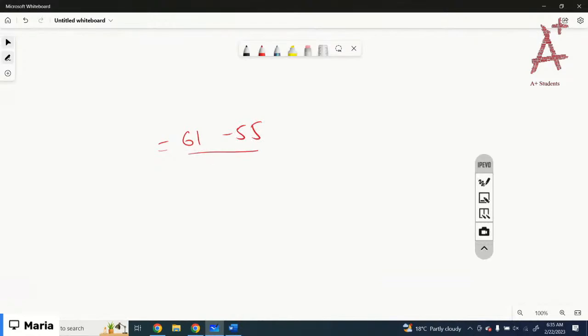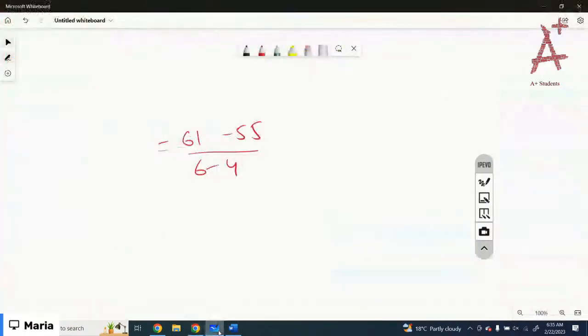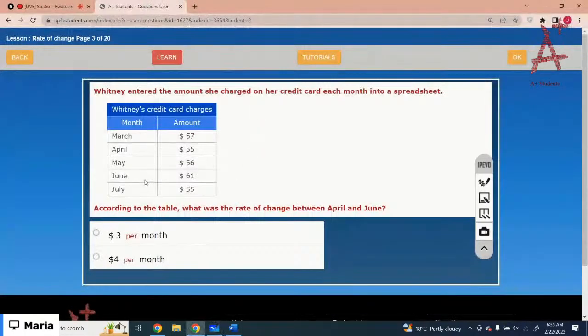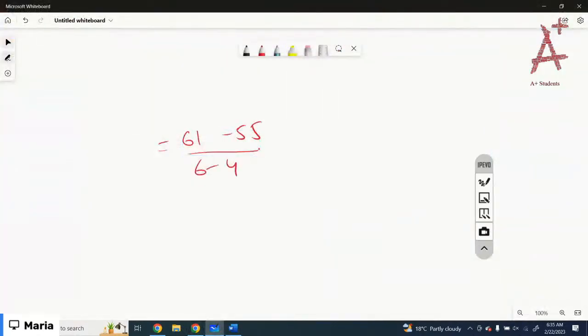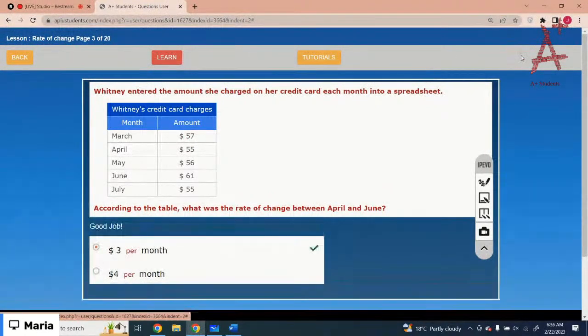So it would be 61 minus 55 over 6 minus 4. Got it? Because in June it is 61 and in April it is 55, so it is 61 minus 55. June is the sixth month and April is the fourth month, so it'd be 6 minus 4. So 61 minus 55 is 6 and 6 minus 4 is 2. So it would be 6 over 2 is 3. So that means the correct option is $3 per month. Got it?